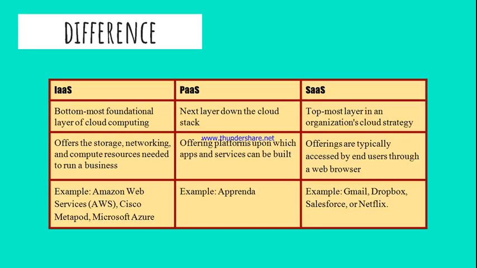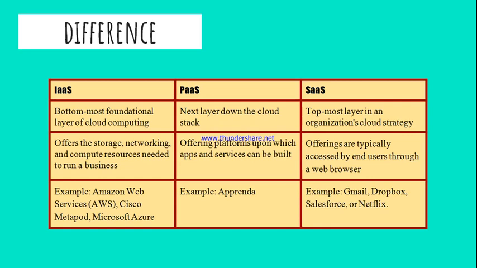These are the differences for the cloud service models, which are infrastructure as a service, platform as a service and software as a service. Firstly, infrastructure as a service is the bottom, foundation layer of cloud computing, while platform as a service is the next layer down the cloud stack. Software as a service is the topmost layer in an organization's cloud strategy.